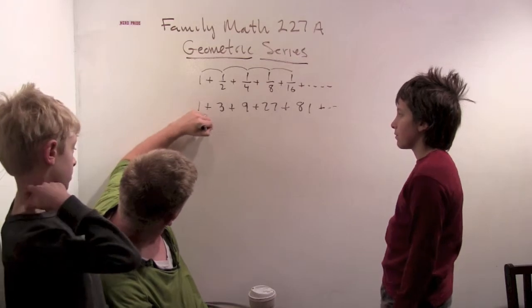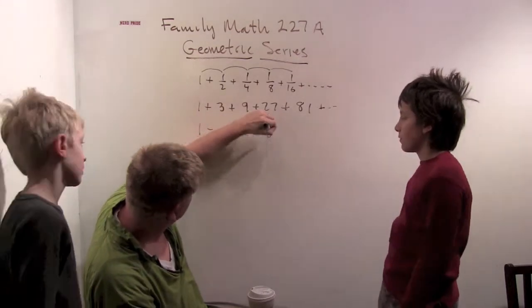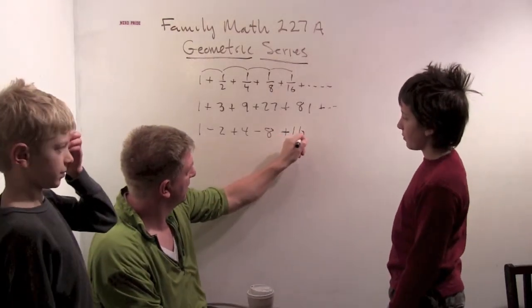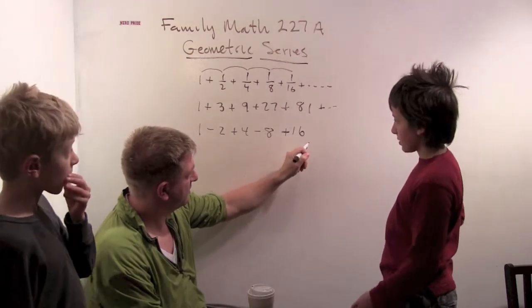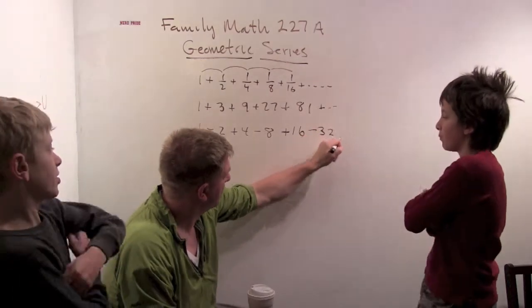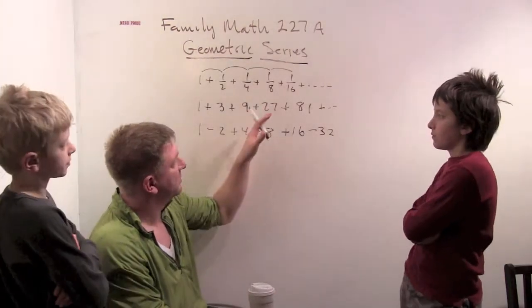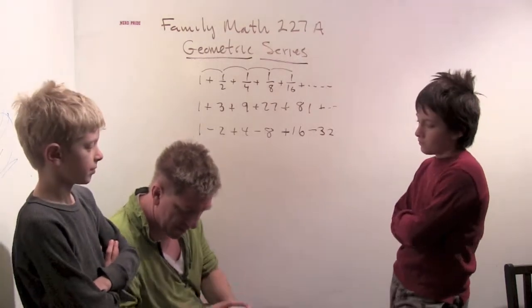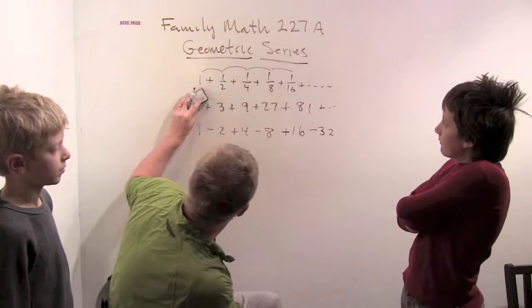1 minus 2 plus 4 minus 8. What would the next term be? Plus 16. Well, you're multiplying by minus 2 every time. Okay, what's the next term? Minus 32. So it doesn't have to be a positive number that you multiply by. Okay. So that's very simply what a geometric series is.